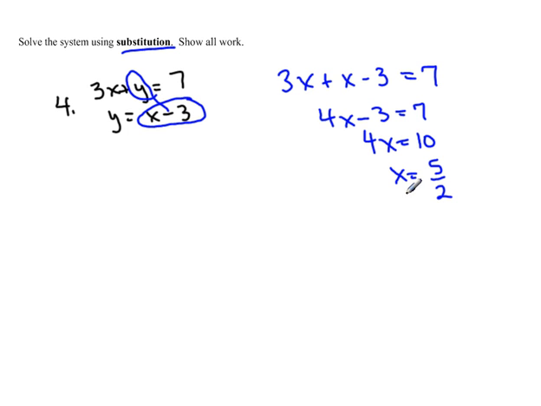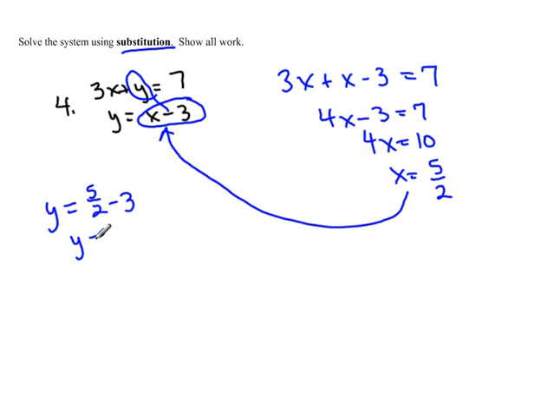Okay, now what we want to do is take that value and substitute into one of the equations. It doesn't matter which one you choose. I'm going to choose to substitute it into the one that's already solved for y. So I get y equals 5 halves minus 3. And when you do that arithmetic, you get negative 1 half.